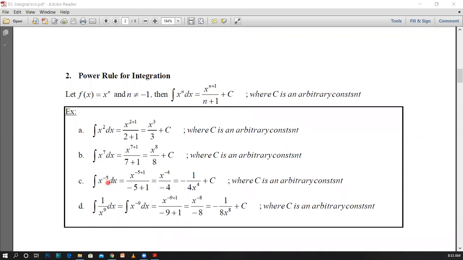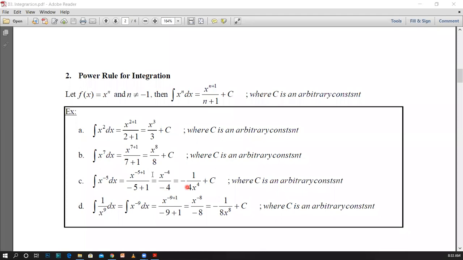The next example is the integral of x to the power minus 5 with respect to x, dx. Here you can see the value of n is equal to minus 5. Then you can obtain the answer as x to the power minus 5 plus 1 divided by minus 5 plus 1. Then you can see the value as x to the power minus 4 divided by minus 4.